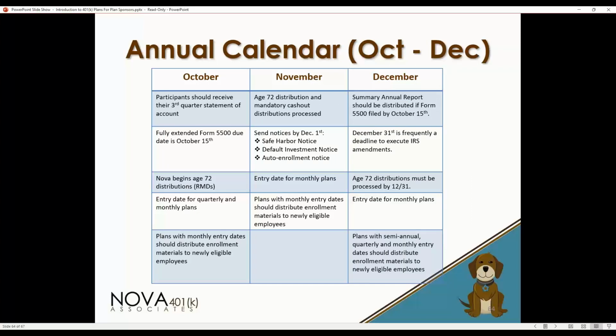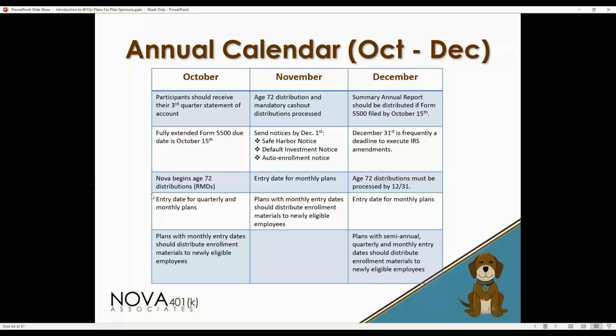Age 72 distributions. For anyone who's continuing to take age 72 distributions, for instance, they received an age 72 and then age 73, and now they're age 74, those recurring distributions will need to occur by December 31st of each year.